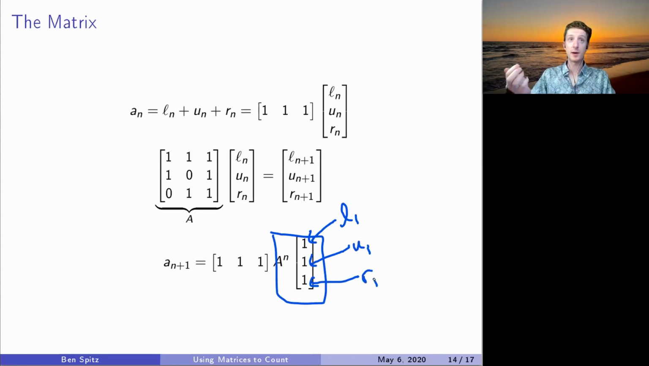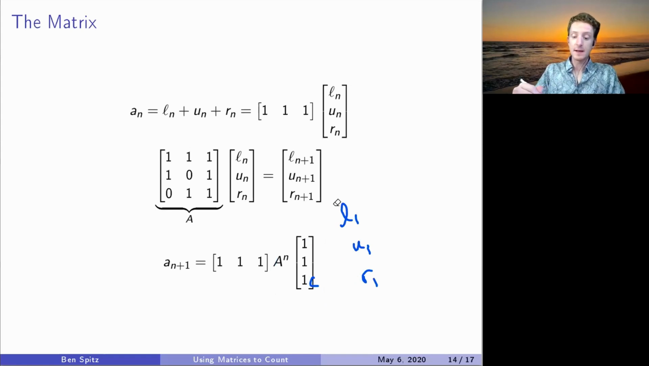Because if I have a string of length 1 and it's supposed to end in a straight arrow, there's only one possibility, likewise for L and R. And so these are the terms of L1, U1, and R1. If I apply A once, I would get L2, U2, R2, etc. So if I apply A n different times, then I'm going to get Ln plus 1, Un plus 1, and Rn plus 1. And if I add those together with this row vector, then I get little a sub n plus 1. So the total number of allowed strings should be represented by this matrix multiplication.